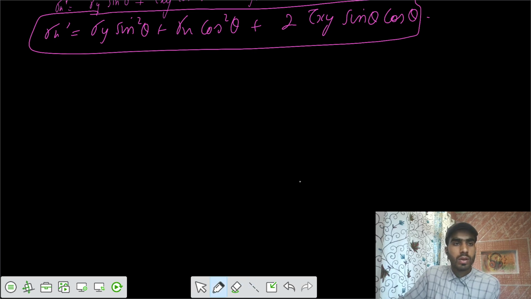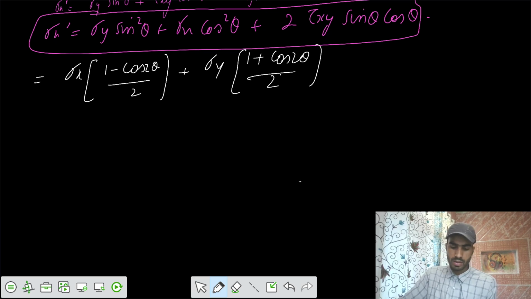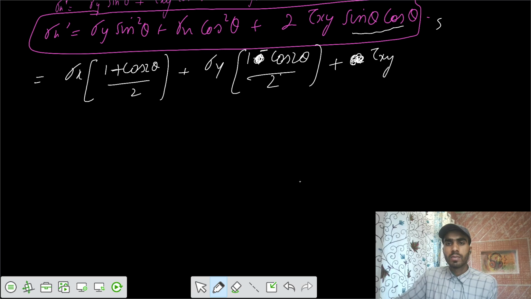From the results we know that cos square theta is 1 plus cos 2 theta by 2, and sine square theta is 1 minus cos 2 theta by 2. Similarly, we have plus 2 times sine theta cos theta. Can you get the value of sine theta cos theta? We know that sine 2 theta is 2 sine theta cos theta. So we can write tau xy sine 2 theta.